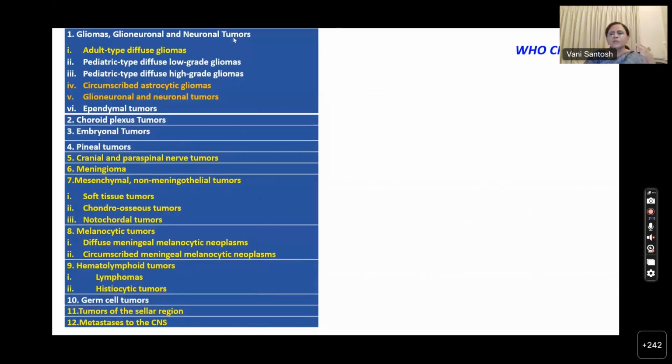Now you can see this is how the tumors are classified in WHO CNS5. We have these 12 major groups of tumors. Each major group will have these smaller groups of tumors, and each smaller group will have tumor types, several tumor types.